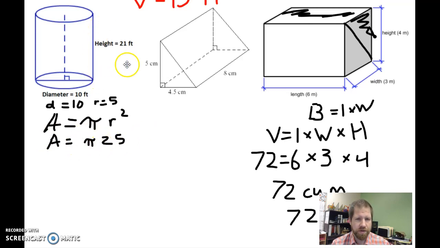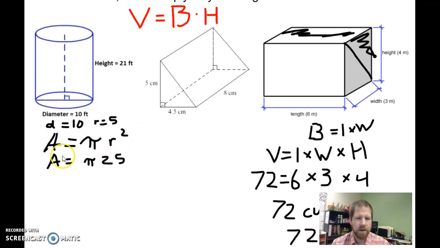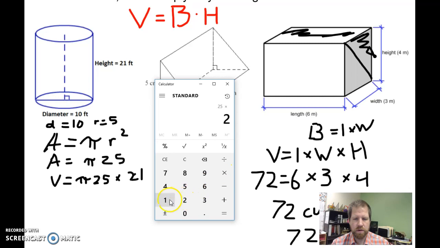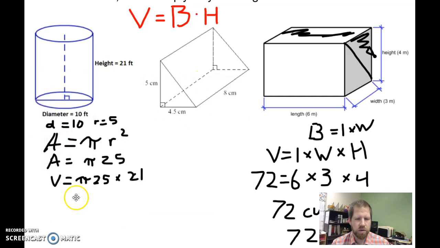Okay, I'm going to finish with the rest of my problem. I'm going to come back up now that I've got my big base. The area is equal to the big base, and I'm going to bring it back down into my larger formula. So the volume is going to be equal to pi times 25, or 25 pi, times my big height, which is 21. 25 times 21 is equal to 525. So the volume is equal to 525 pi.